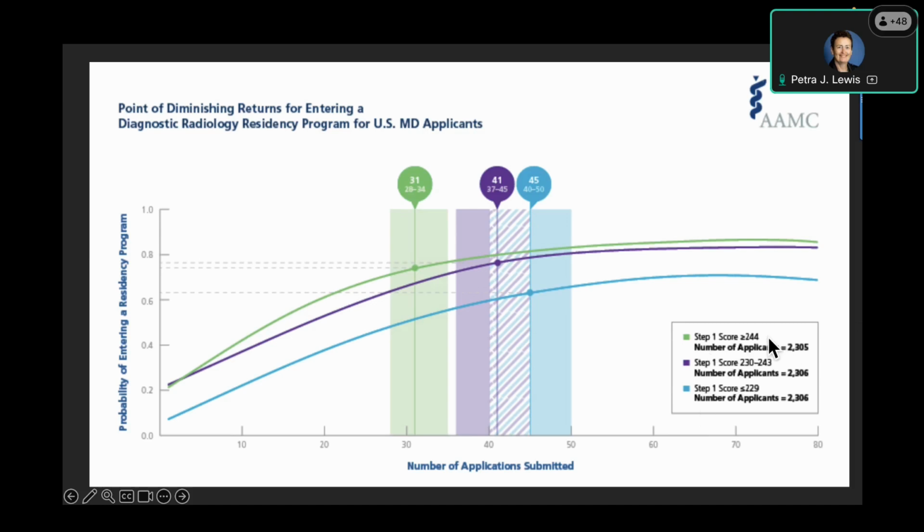Green is more than 244, purple is 230 to 243, and then less than 229. And what this basically says, as you might expect, is the point of diminishing return. The y-axis is the probability of getting into a program, and the x-axis is the number of submissions. You can see how all of these graphs flatten off, but they flatten off at different levels. If your step score is high, your probability of getting in is here, where you've got 30 applications; with a lower step score, you might have to go up to 50 and so on.